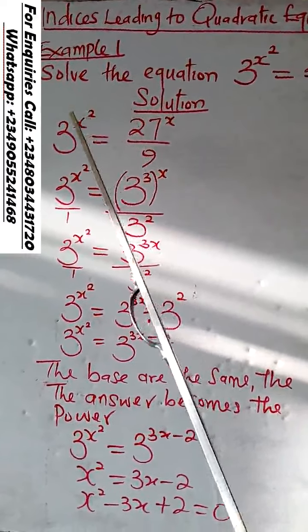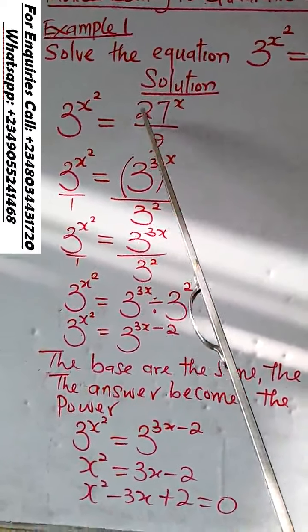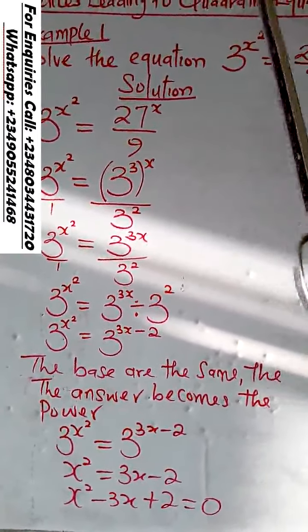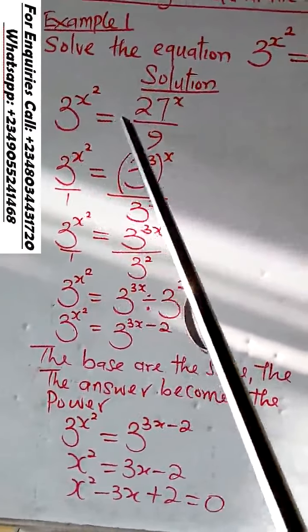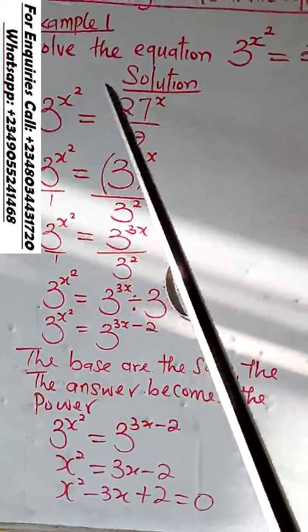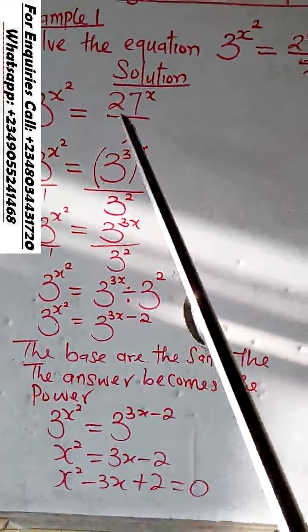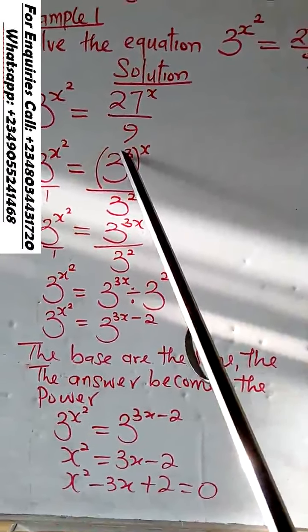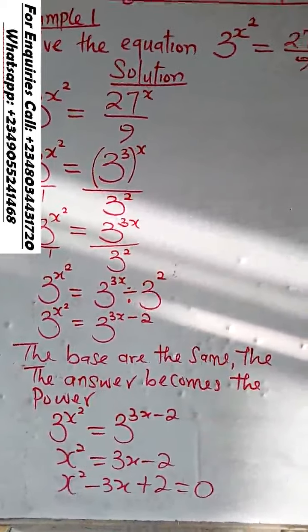The least base there is 3, and the other bases are convertible to base 3. So you can see that 9 can be reduced to base 3, and 27 can also be reduced to base 3. If you reduce 27 to base 3, you have 3 raised to power 3 raised to power x. 9 is 3 raised to power 2.